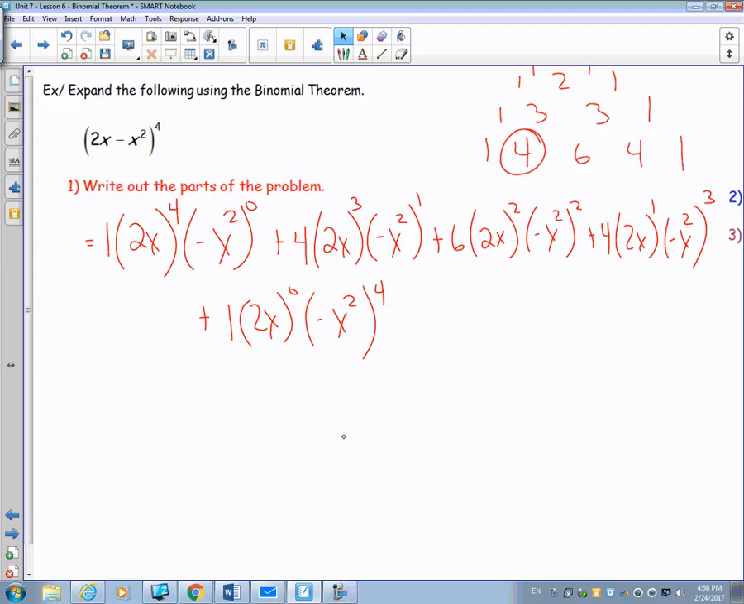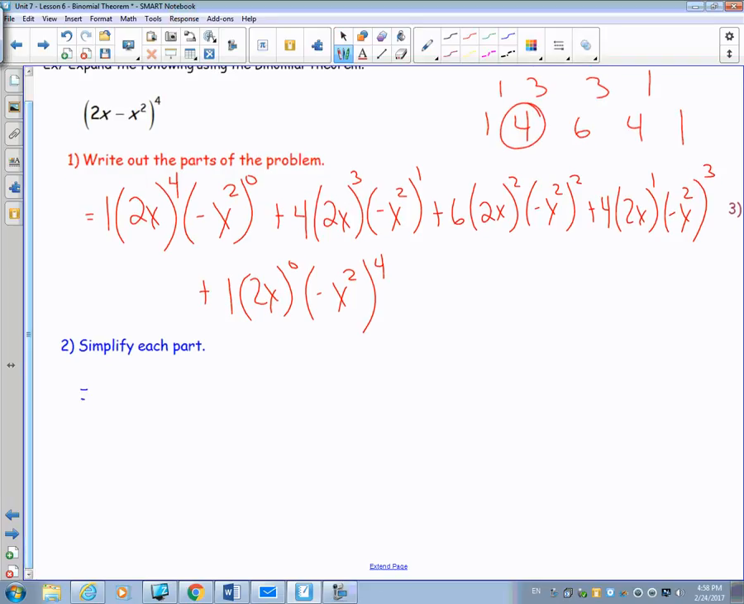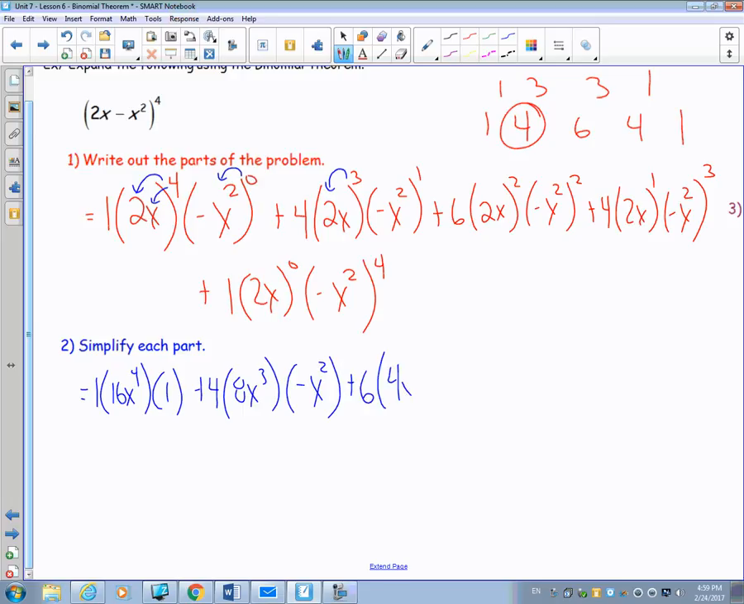All right, step number 2. We are going to simplify each part. So what can we do there? Well, 1 is 1. We can't do anything with that. But 2x to the power of 4, 2 to the 4 makes 16, and x to the 4 makes x to the 4. Anything to the power of 0 makes 1. Plus 4. We'll apply the 3 here. We'll get 8x cubed and negative x squared. Plus 6, 4x squared. Okay, we're going to square this. Squaring negative 1 makes a positive 1, and x to the power of, well, 2 times 2 makes 4.